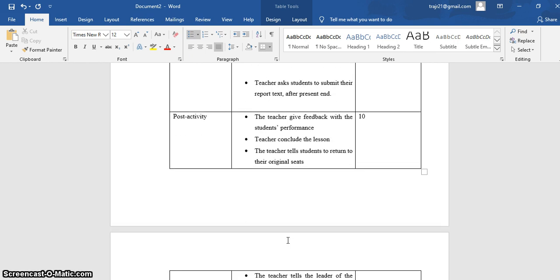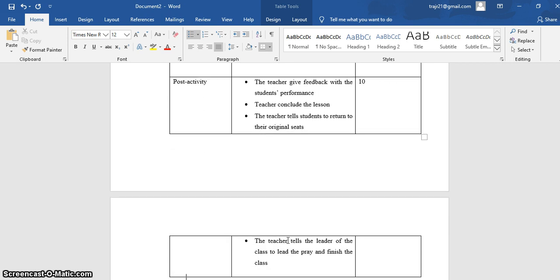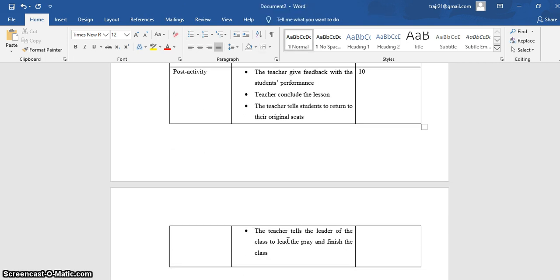And in the post-activity, there are four activities, namely, the teacher gives feedback on the students' performance, and then the teacher concludes the lesson to build the new knowledge of the students, and then the teacher tells students to return to their original seats, and the last is the teacher tells the leader of the class to lead the prayer and finish this lesson.